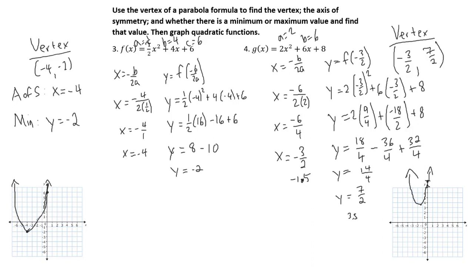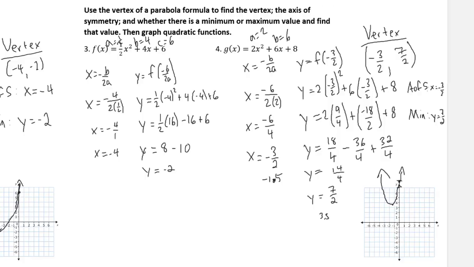All right, and again, you can always build a table if you want to see the exact values. And now that we have both values of our vertex, we can say the axis of symmetry is x equals -3/2, and we have a minimum at y equaling 7/2.